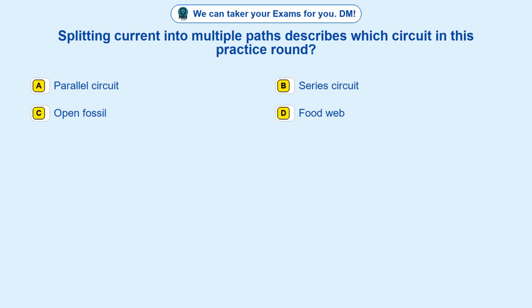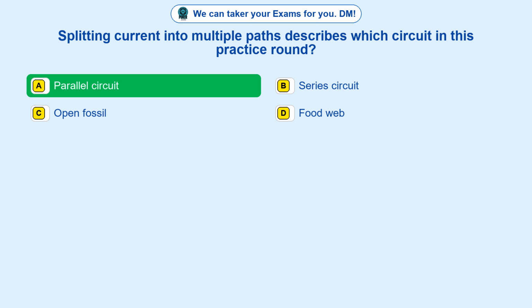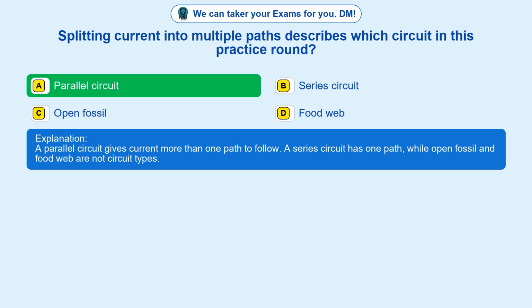Question 72. Splitting current into multiple paths describes which circuit in this practice round? Option A, parallel circuit. Option B, series circuit. Option C, open fossil. Option D, food web. The correct answer is option A. Parallel circuit. A parallel circuit gives current more than one path to follow. A series circuit has one path, while open fossil and food web are not circuit types.